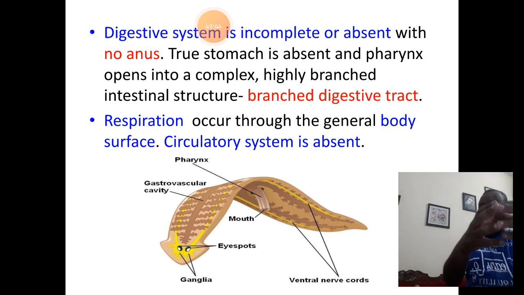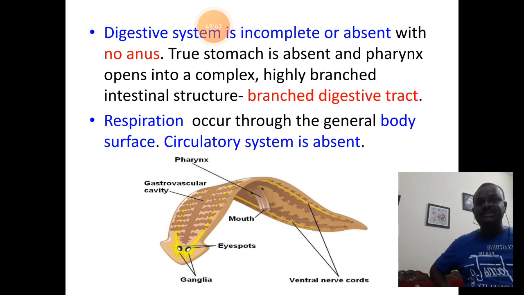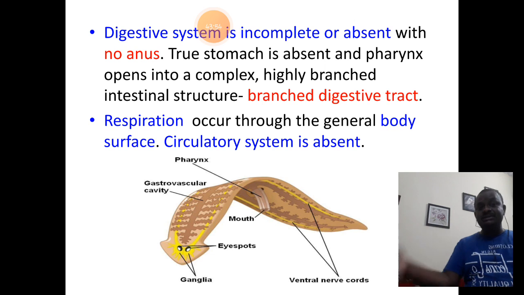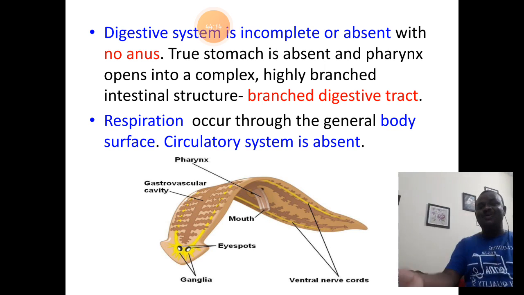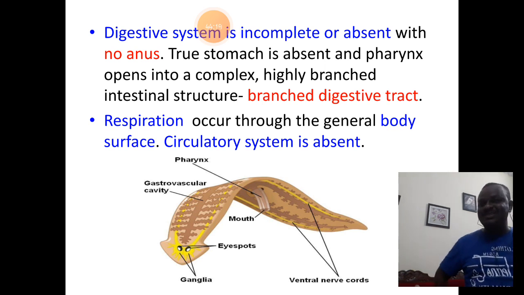This kind of arrangement of digestive system you will find in planaria. Whereas in case of tapeworm, another example of flatworm, there the digestive system is totally absent, no alimentary canal. Are you able to understand? So the digestive system is totally absent in the organism Taenia, that is tapeworm. But in case of planaria, it is called incomplete digestive system. Stomach is absent in all the organisms.